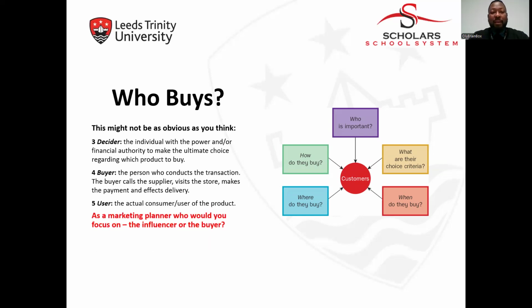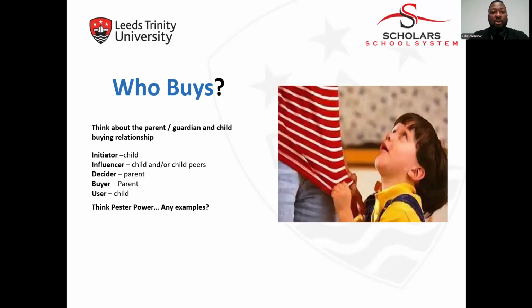So let's look at this example, in this case of a child who buys. Think about a parent or a guardian and a child in a buying relationship. So the initiator of the decision is the child. The influencer is the child or the child's peers. The decider will be the parent. The buyer will be the parent. The user of the product will be the child. So we look at things like this in understanding customer insights.